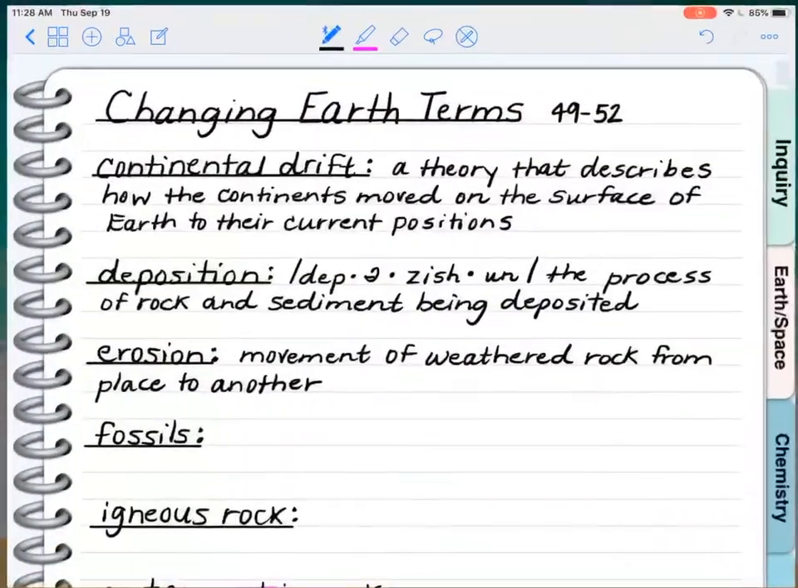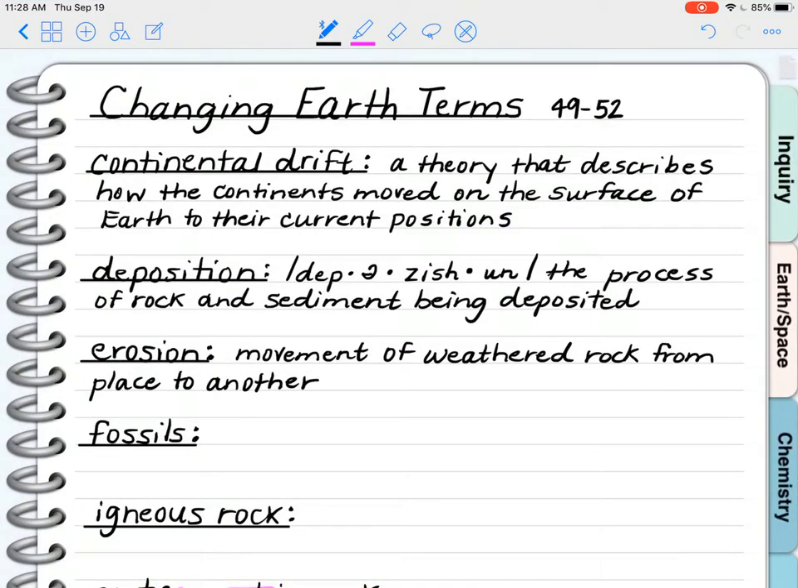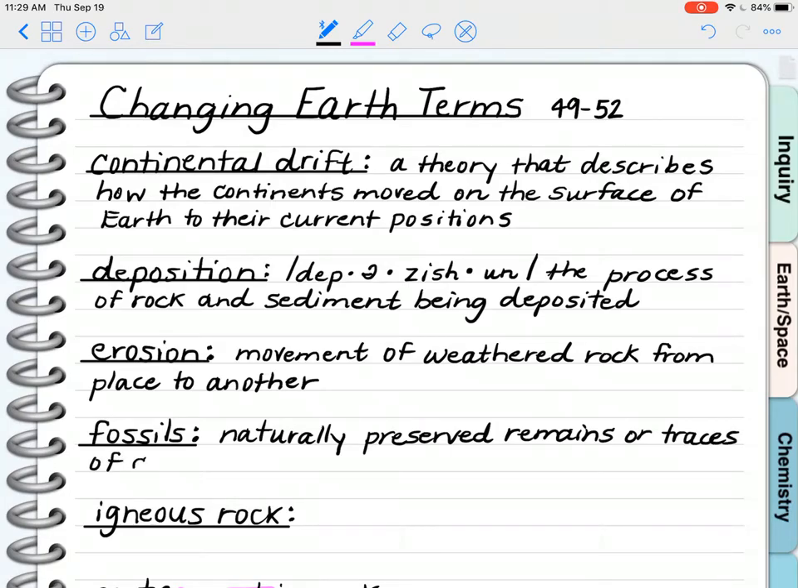Okay, back to the terms. We've got the word fossils. Fossils are naturally occurring. They're found in nature, so let's say naturally preserved remains or traces of animal or plant life from the past.